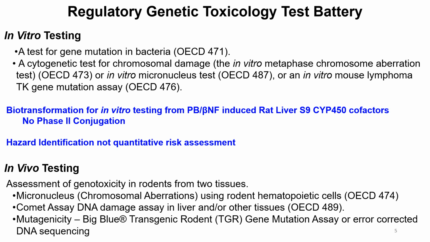You basically go from an in vitro positive response and you jump into examining a positive follow-up using an in vivo test, either the micronucleus, comet, or more recently mutagenicity testing using transgenic mouse or error-corrected DNA sequencing. There is no intermediate assay.